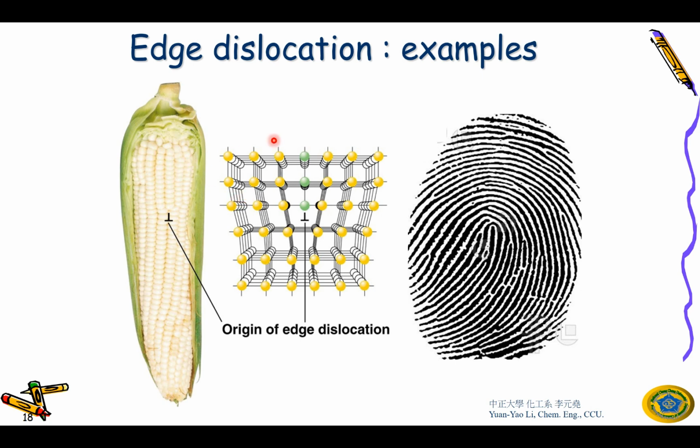One example in our life is the tree cone. You see that this is the dislocation plane. You have an extra plane in the middle, here. So this is the edge dislocation line. And like your fingerprint, you have one insert in this place, so it's a dislocation, right?